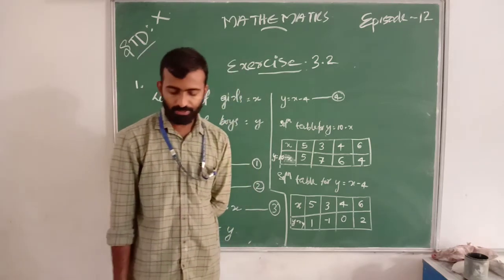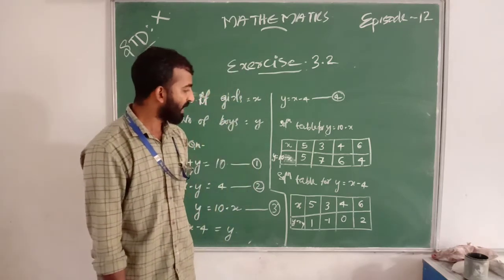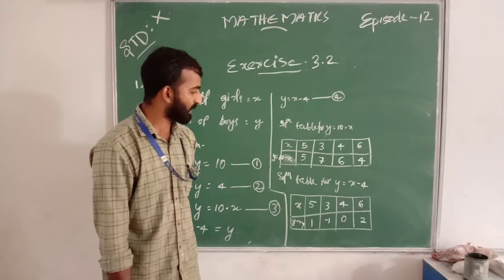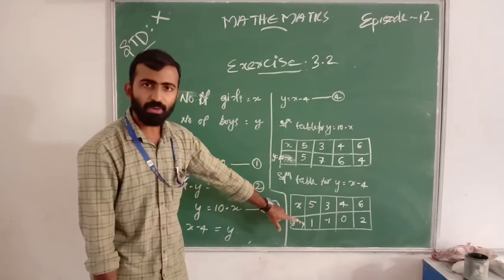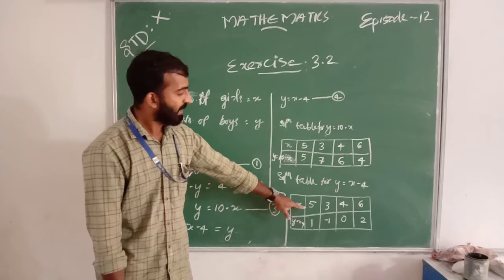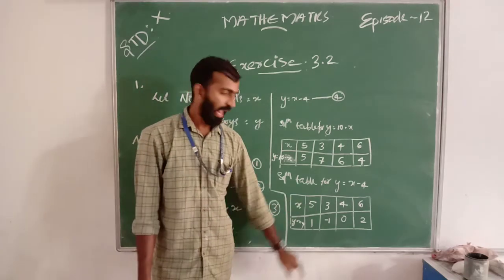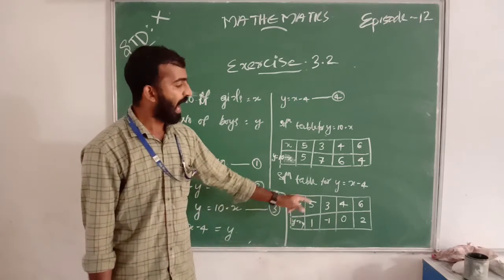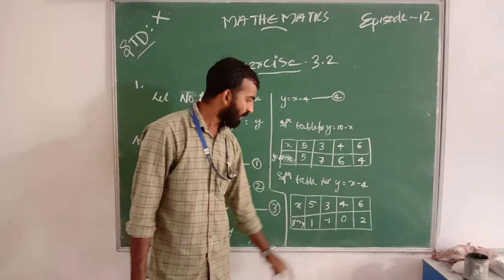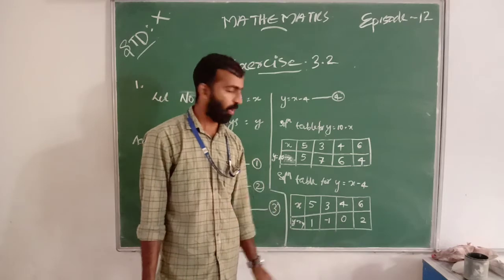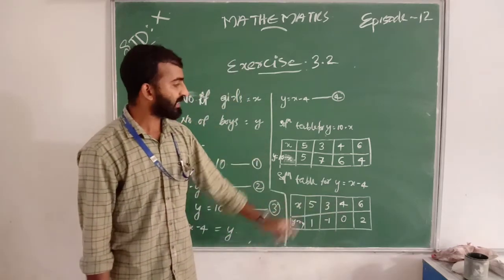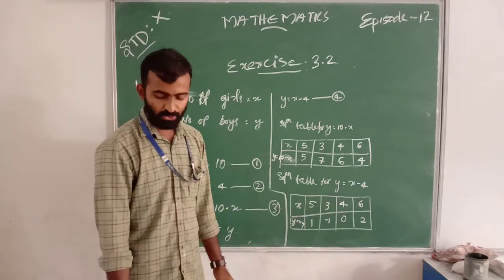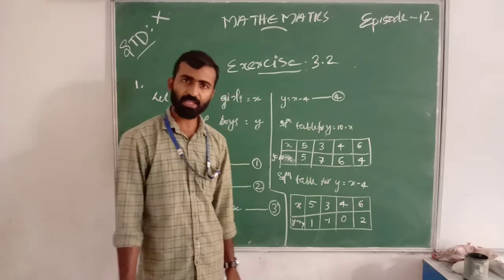When we give x as 5, we get y as 1. When we give x as 3, we get negative 1. When x is 4, we get y as 0. And when we give x as 6, we get 2. Can we draw the graph?